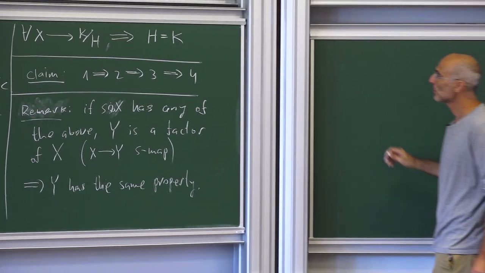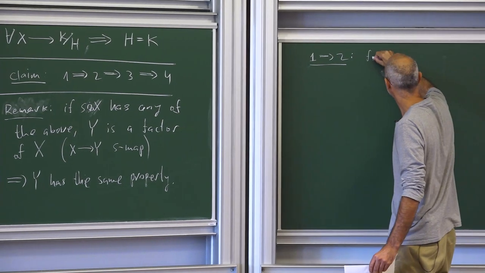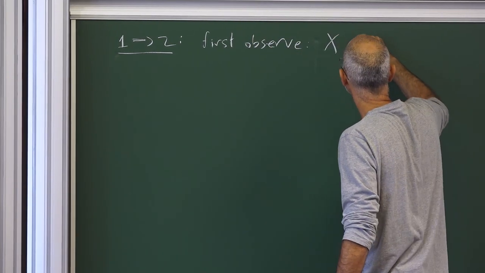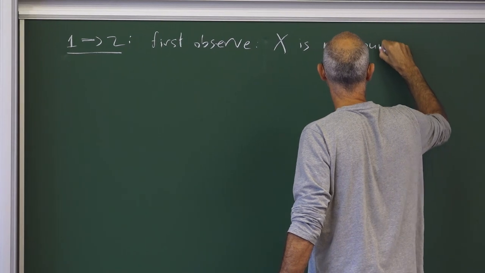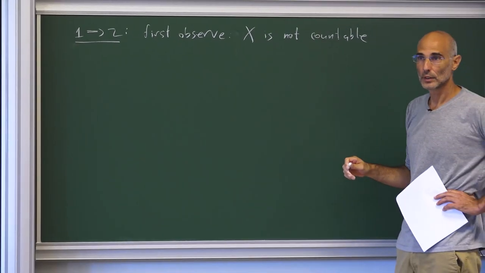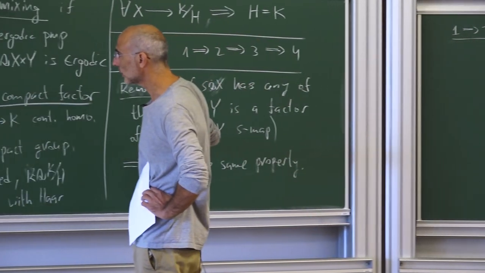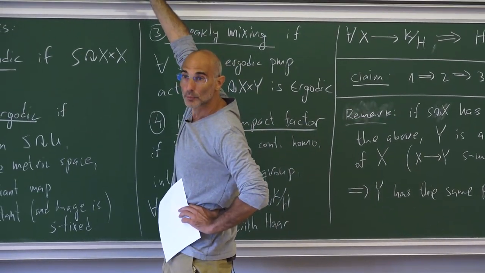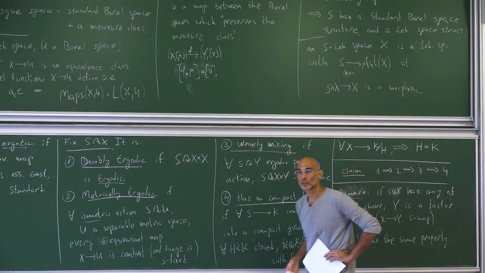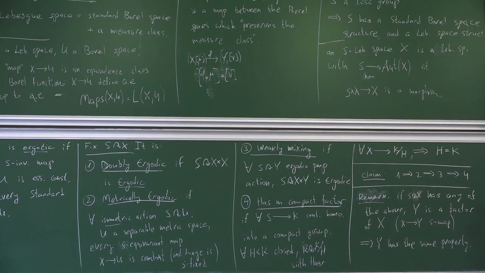And now I'll discuss one implies two. First, observe X is not countable. Because, is there a question, Greg? Remark has to be dominant here for? So it's dominant. This is more or less by definition of a map for us. A map preserves the measure class. So the measure class on Y is the same as the measure class on X. So you may call this dominant. I mean, all maps have this property by definition. So you don't see points in Y which are not in the image of X.